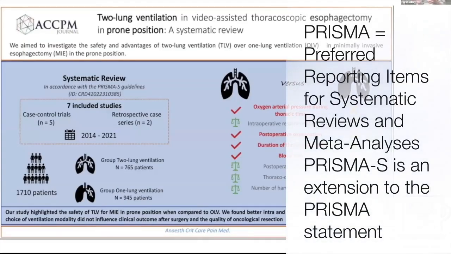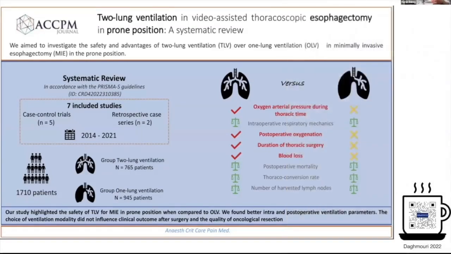This is an SR meta-analysis suggesting that minimally invasive esophagectomies can be done on two lungs, and they have relatively equal postoperative mortality and outcomes and relatively equal intraoperative mechanics. And PaO2 and postoperative oxygenation is probably better on two lungs.